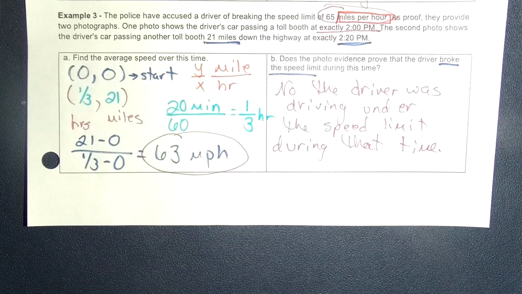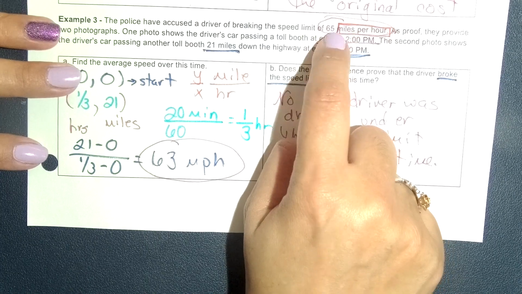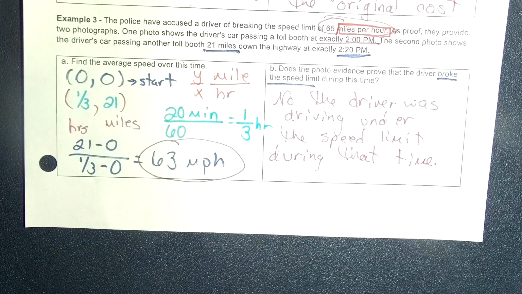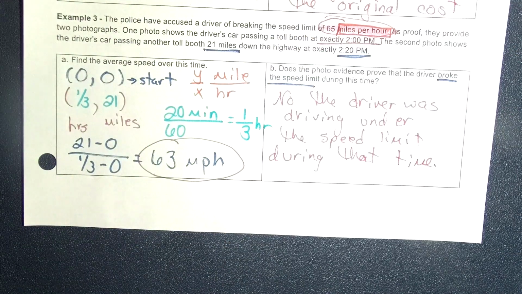Questions? What was the speed limit? Speed limit was 65 miles an hour. See right here. You see it, Brian? Yeah. Okay. Questions? Okay.